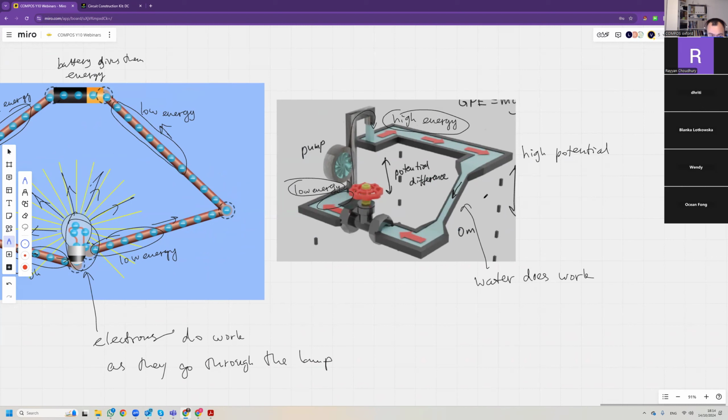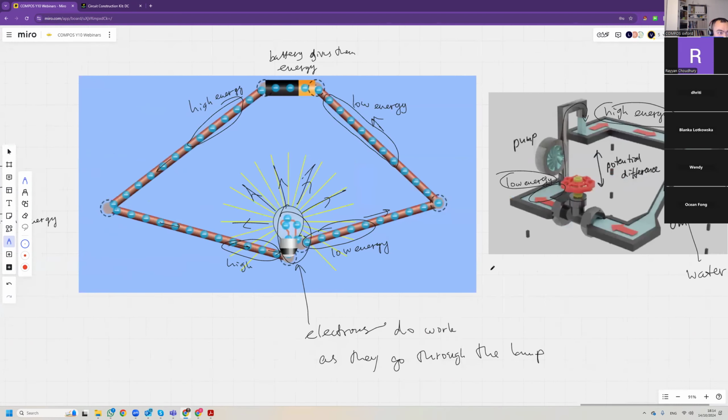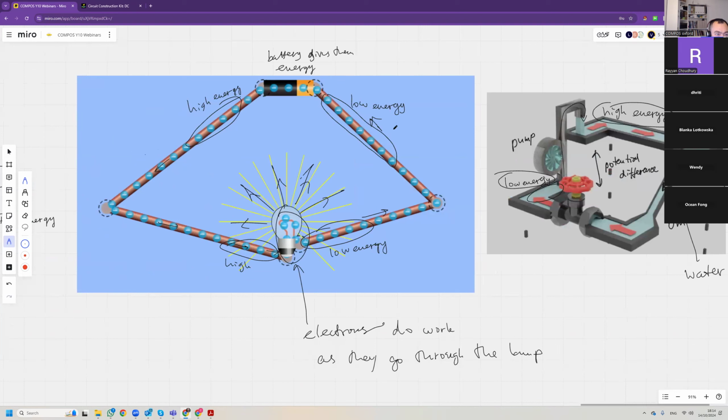Potential is measured in volts. So for example, we have 0 volts here. Let's say the battery is a 9-volt battery, that means the battery supplies 9 volts. So the battery does the equivalent of a pump, pushing the electrons high above, and then the electrons do work on the way to a lower potential.